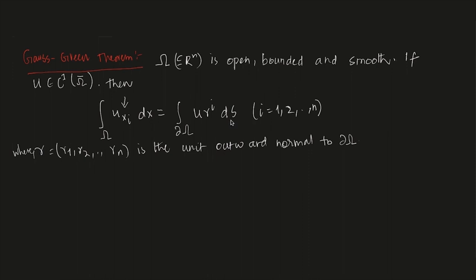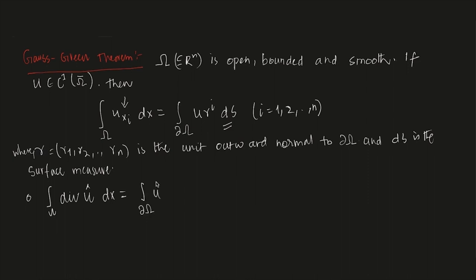Okay. So maybe I can just write it: del omega, normal to omega, and ds is the surface measure. So basically I'm integrating with respect to the boundary of omega, right? So I need to use ds. Okay, now this is the Green-Gauss theorem. I mean, this is essentially your Green's theorem, but in a more useful form. Of course, you can use this to write the integral over omega of the divergence of u dx equals the integral over the boundary of u dot gamma ds. Clear?